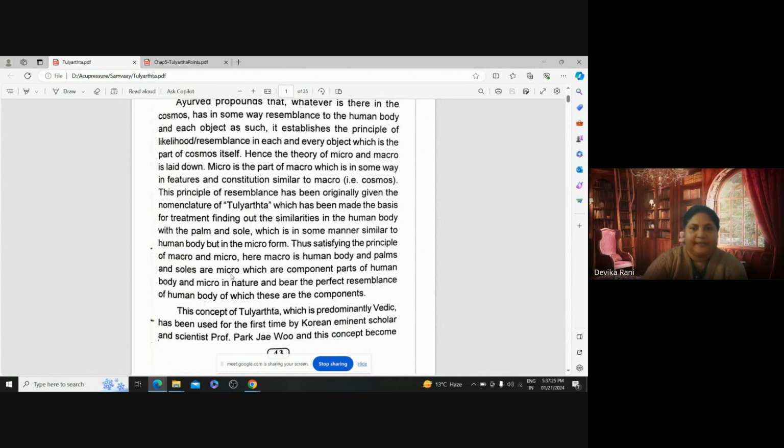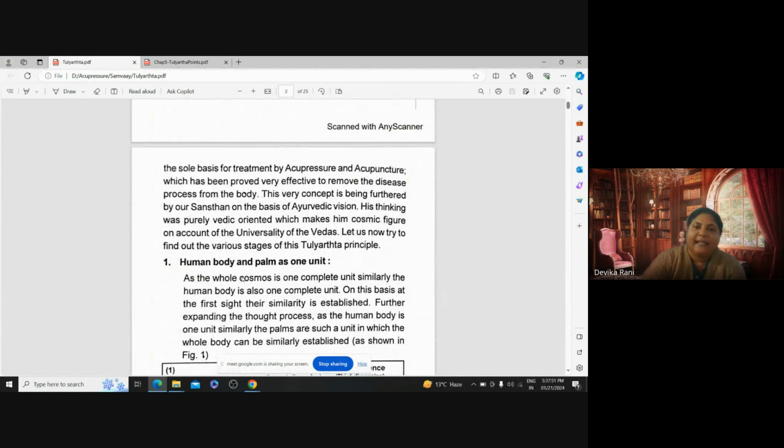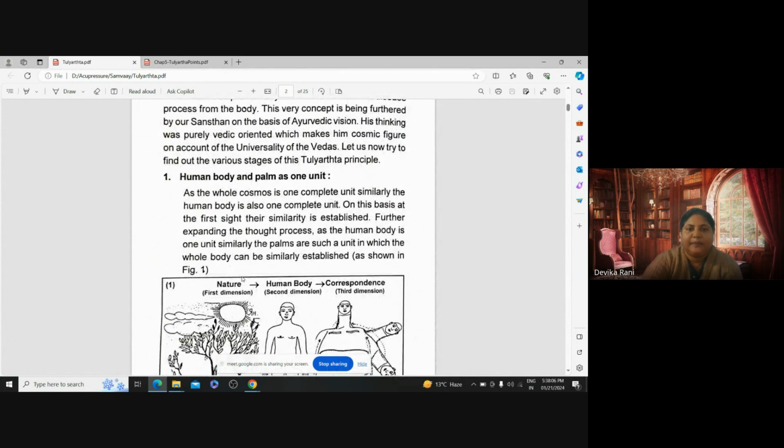Yes. Okay, thank you. So this concept of similarity, or tulyartha, this Ayurvedic concept, was modulated from the correspondence principle which Professor Park Jevu gave. There was research in our institute, and they worked on it and modified it according to the Vedic principles, the Ayurvedic principles which are there in India. This finally came up after the research that they had done. So now let's start with understanding.